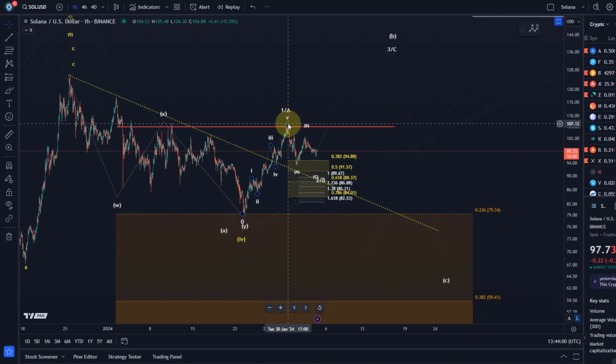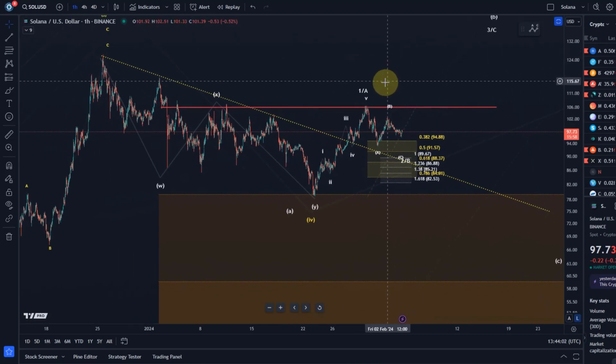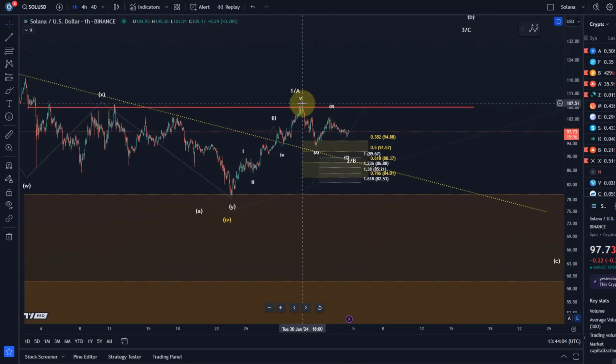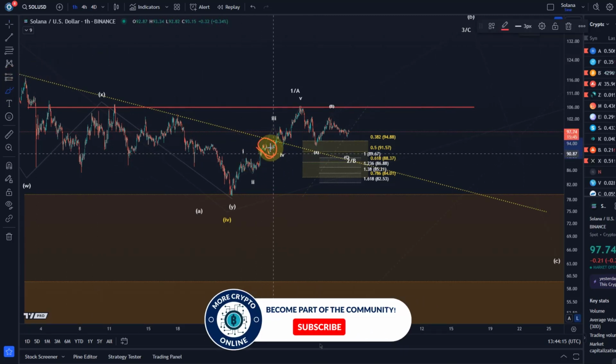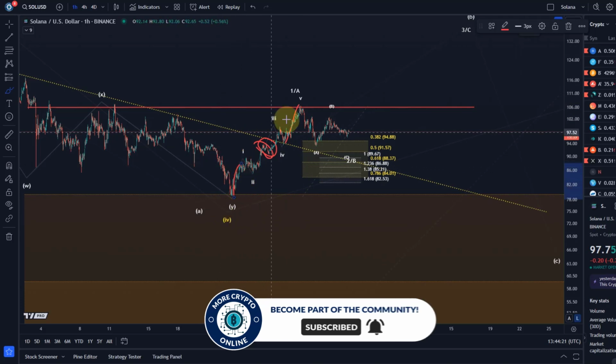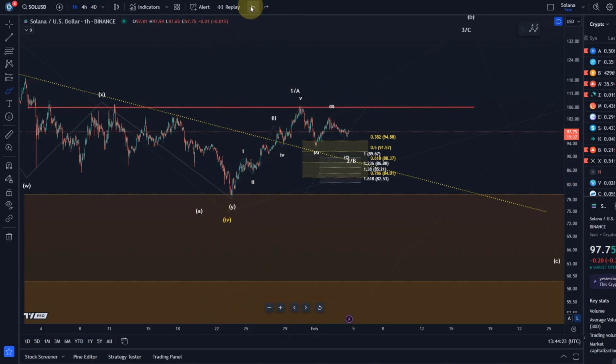Sometimes leading diagonals can be counted very well as WXY patterns. And you can easily see that this is not an impulse, especially due to this here, which shouldn't be there in an impulsive third wave. Also, wave 5 is only in 3 waves, and wave 1 is a bit ambiguous. So it's either a diagonal pattern in wave 1 or A, or it's a WXY pattern, right? And if it's a WXY, obviously it would lead to a breakdown.